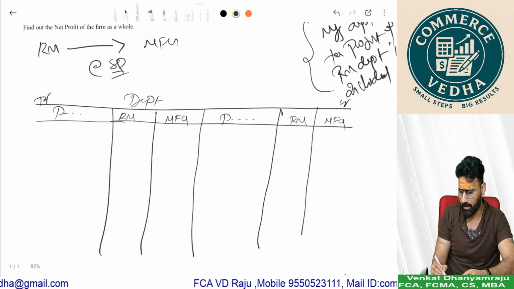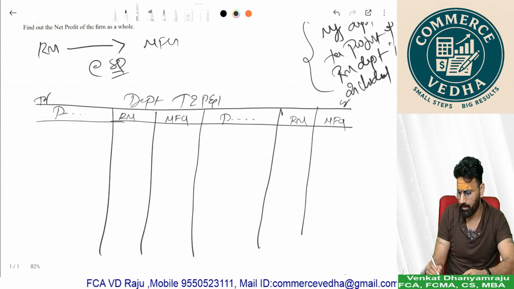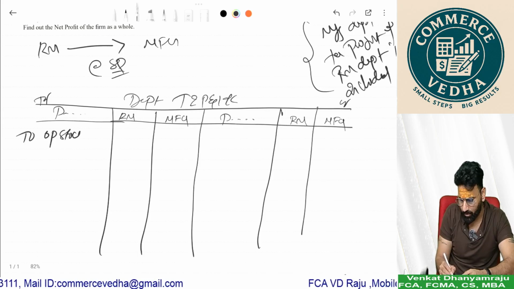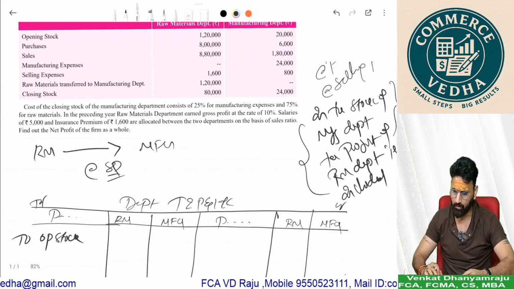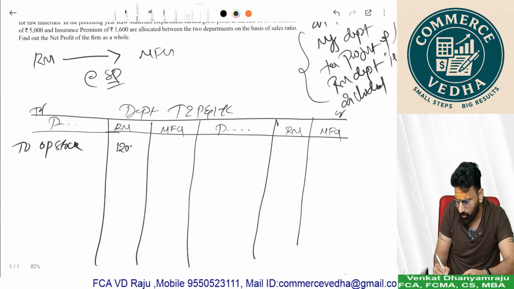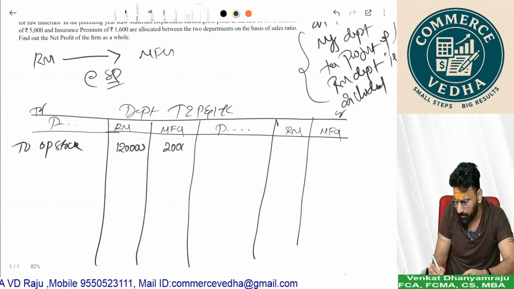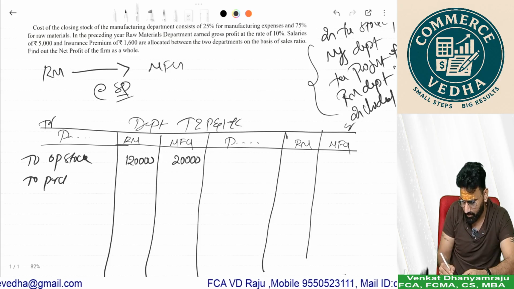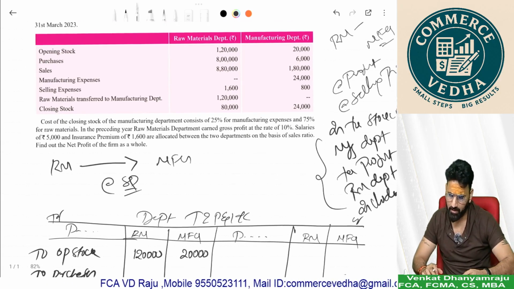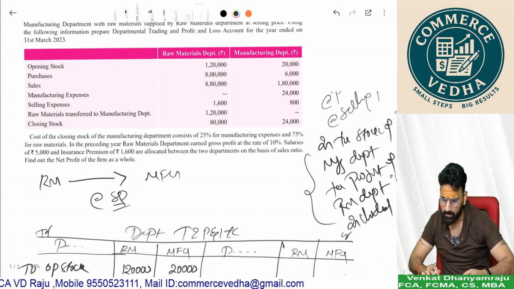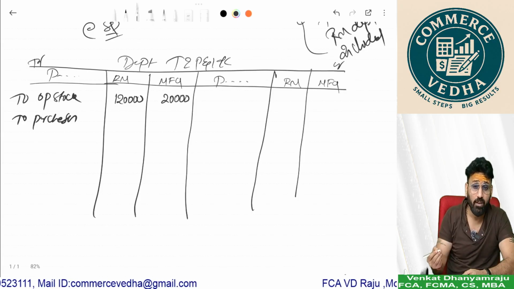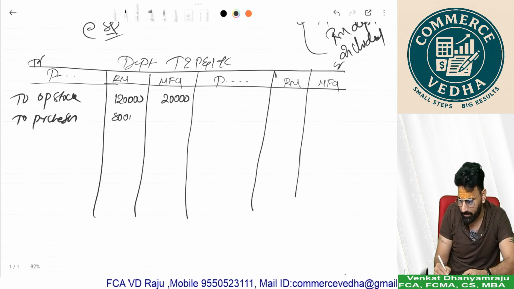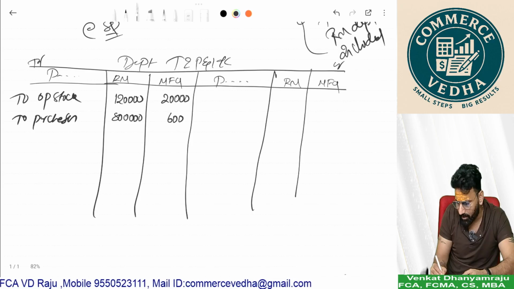Now, departmental trading and P&L account. To opening stock, we know opening stock details are given in the question: 1,20,000 and 20. So 120 and 20. And you have purchases. To purchases, how many purchases? 8 lakhs and 6,000. 8 lakhs and 6,000. If you see, the manufacturing department is not buying more, they're actually getting from the raw material department. So 8 lakhs and 6,000.